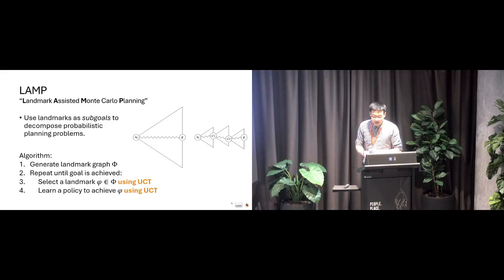It's also important to note that this only adds pretty minimal computational overhead. Building that landmark graph is a one-time setup step that you do at the beginning. And then during search, the number of additional nodes that you visit during each rollout is at most the number of landmarks in the landmark graph, which is small relative to the size of the state space.